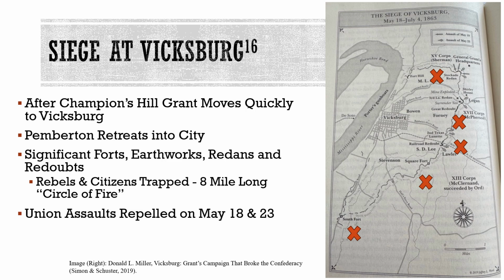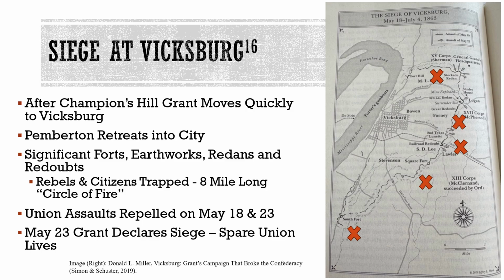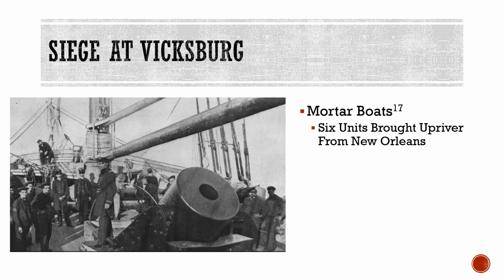Union assaults. They do try to take the city on May 18th and May 23rd. However, they are repelled. Grant on May 23rd decides he's not going to send any more of his troops against what he sees as a pretty reinforced target here, and basically just calls for a siege to spare his Union line. During the siege, Admiral Porter sends up 6 mortar boats upriver from New Orleans.